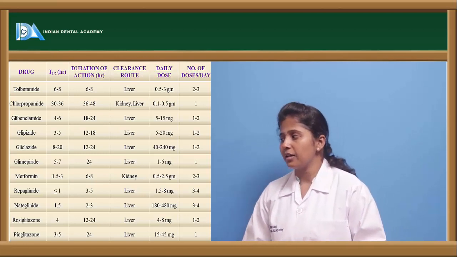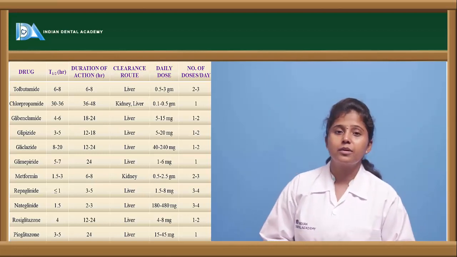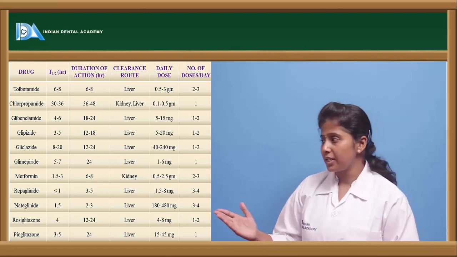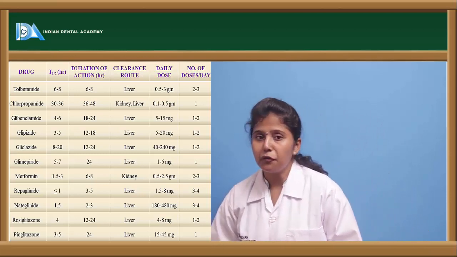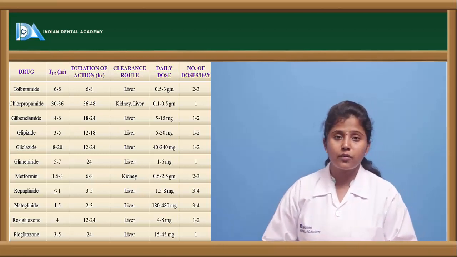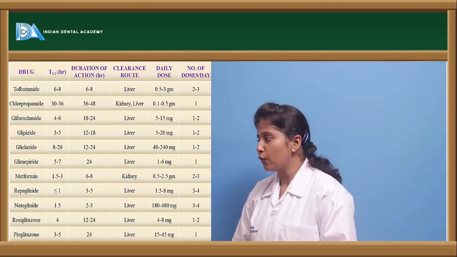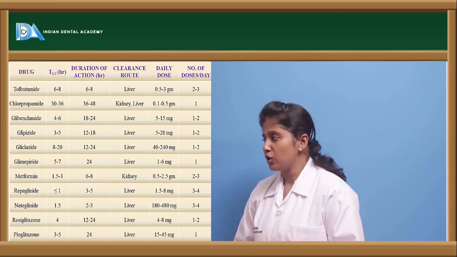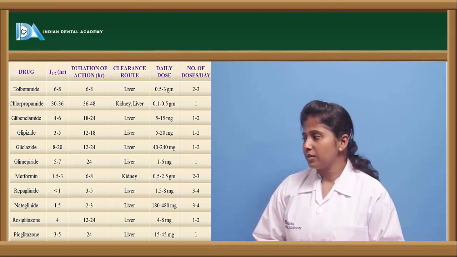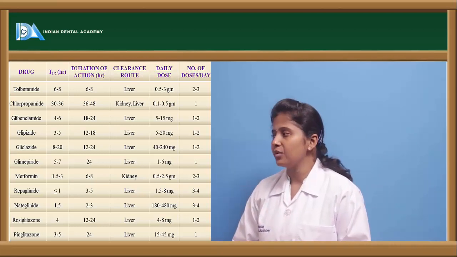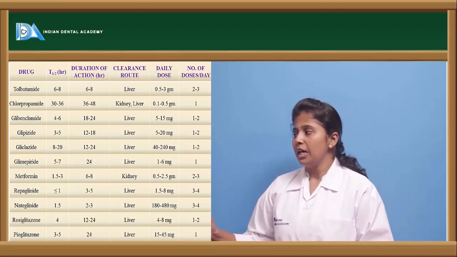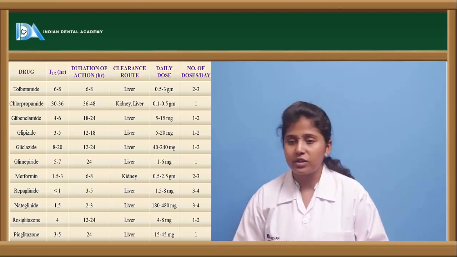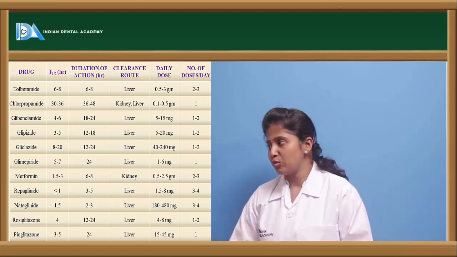And repaglinide has a T-half of less than 1 hour, and the duration of action is about 3 to 5 hours. It is also eliminated through the liver, and because of the lower T-half, it is given in 3 to 4 doses every day, each dose containing 180 to 480 mg of the drug. The other drug is nataglinide, which has a T-half of about 1.5 hours, and the duration of action is about 2 to 3 hours. It is also excreted through the liver, and 3 to 4 doses are given at 180 to 480 mg for each dose.